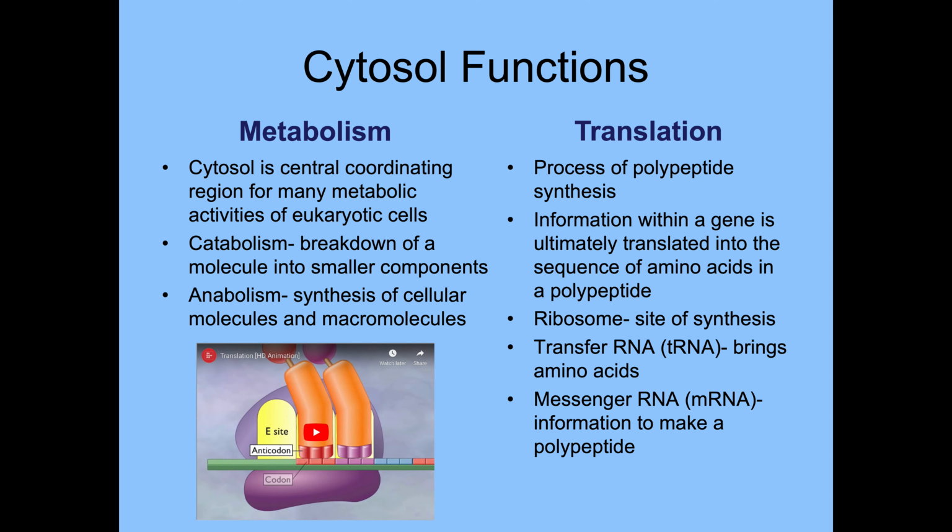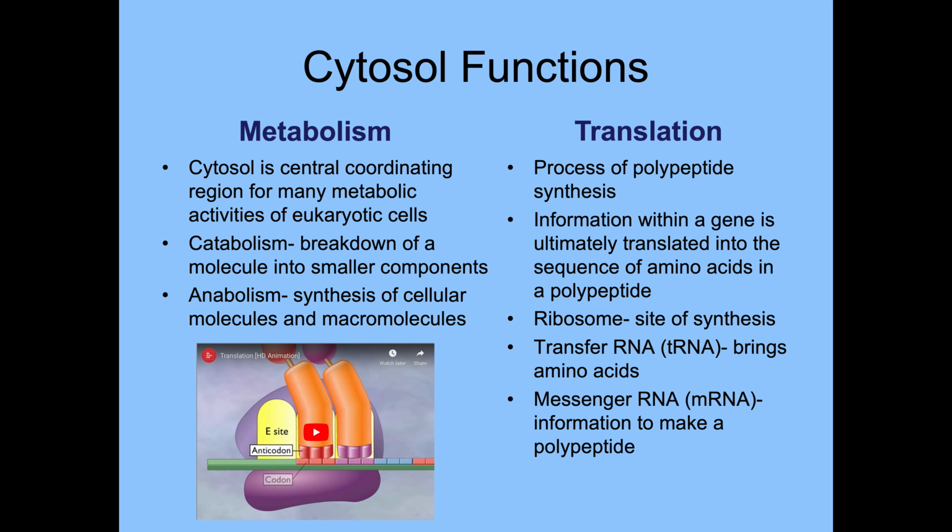There are two primary functions that occur in the cytosol. The first is metabolism. Metabolic activities are coordinated inside of the cytosol. A lot of our enzymes are found there. Glycolysis, or the breakdown of glucose for energy, starts out in the cytosol. And metabolism has two different types of reactions. We have what's known as catabolism, where we break down one molecule into much smaller pieces, right? So that is used to release energy.